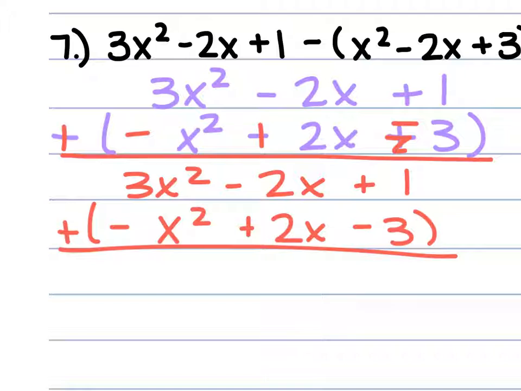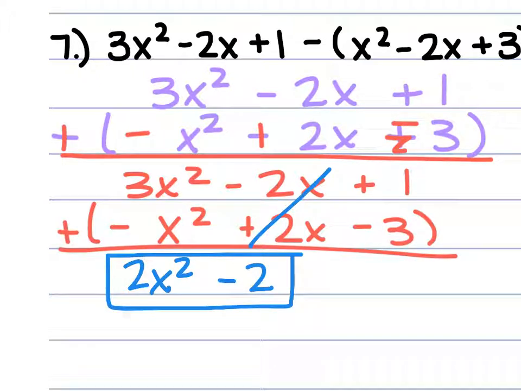So 3x squared minus x squared is 2x squared. The negative 2x plus 2x cancels out, and 1 minus 3 is negative 2. So 2x squared minus 2.